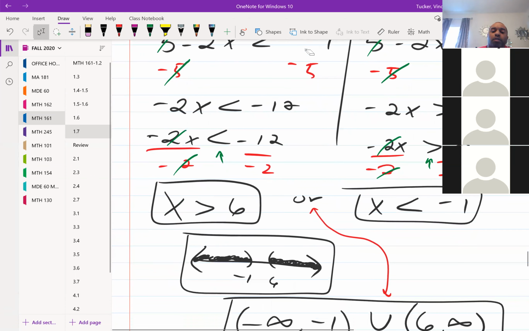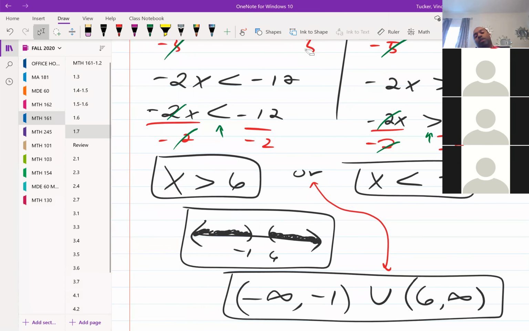And then as far as your interval notation and graph are concerned, you have x is greater than 6, so you're talking about shading to the right of 6. X is less than negative 1, so you're shading to the left of negative 1. So those will be your solution sets.